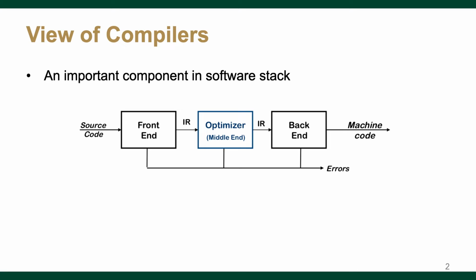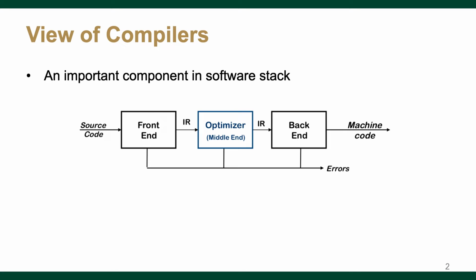Here we show a traditional three-end modern compiler. The front end focuses on understanding the source code. The back end focuses on mapping programs to the target machine. And to improve the translation, a compiler often includes an optimizer that analyzes and rewrites the intermediate form.